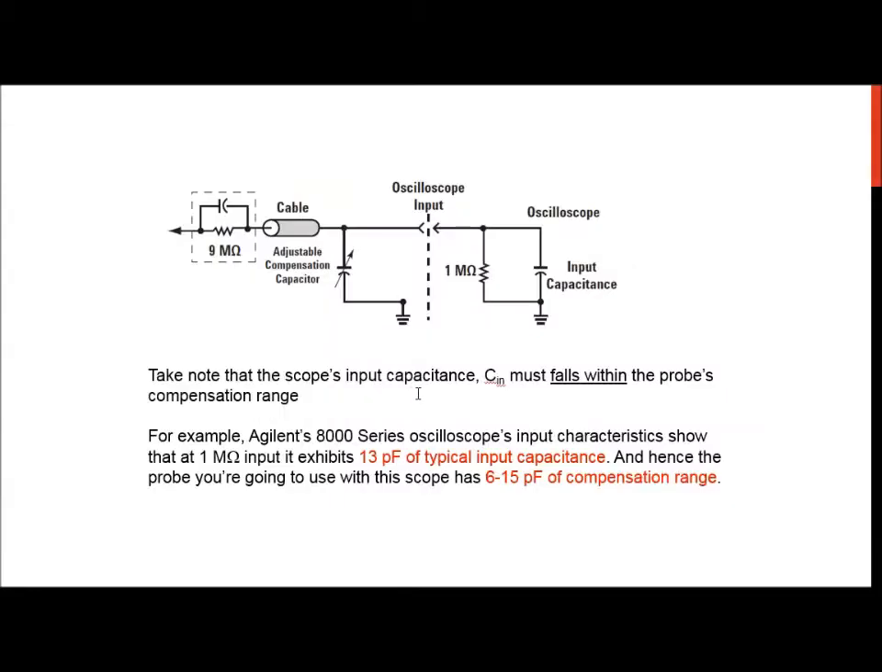So take note that the scope's input capacitance C in must fall within the probe's compensation range. For example, this series of oscilloscope shows that at 1 megaohm input, you need 13 picofarad of typical input capacitance. So based on this information, you need to use a scope that has 6 to 15 picofarad of compensation range.